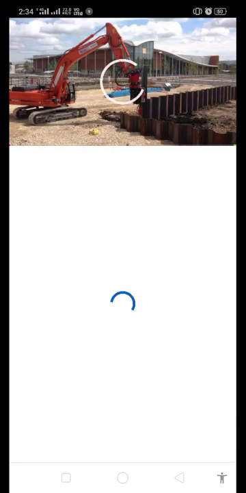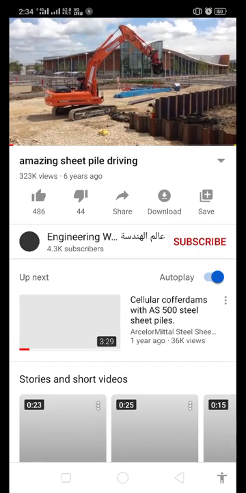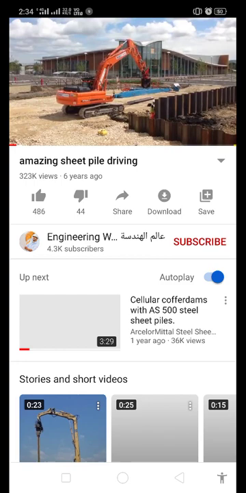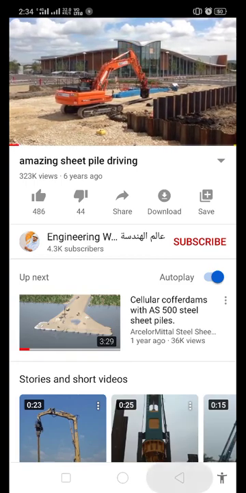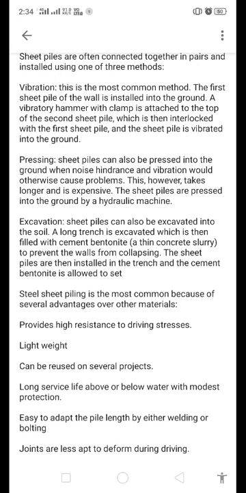You can see in the picture this is a sheet pile, a steel sheet pile. Due to network connectivity there will be a problem, so you can go through it. I will explain all the things first.